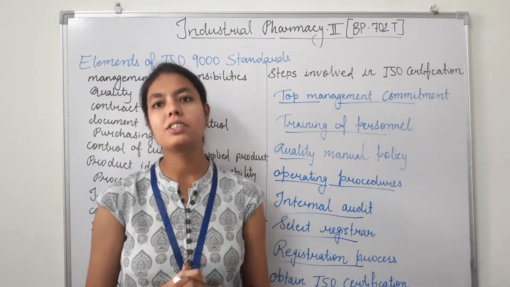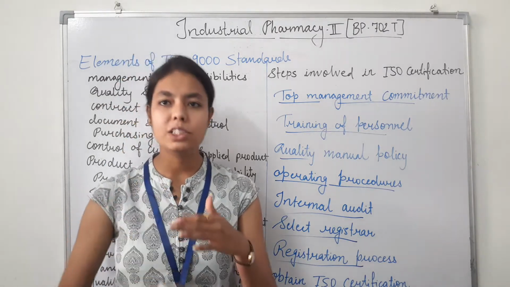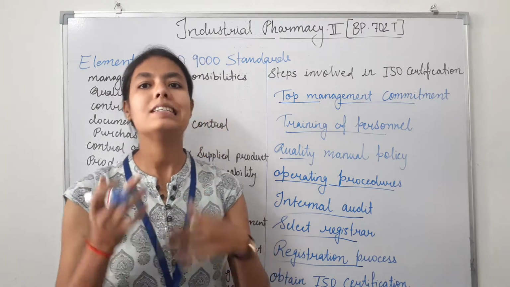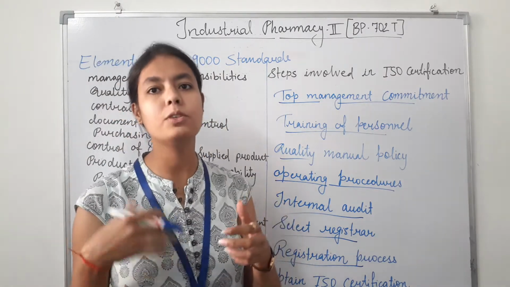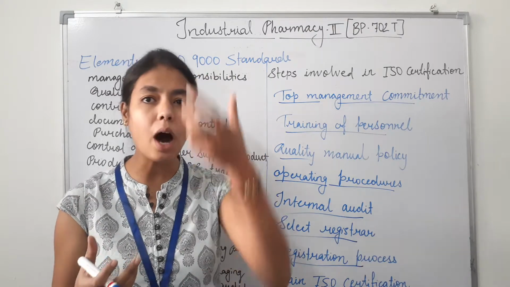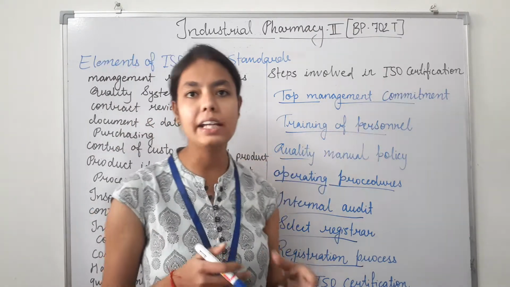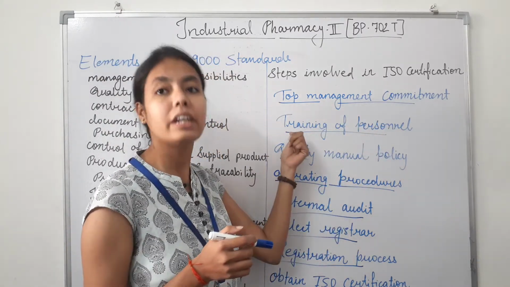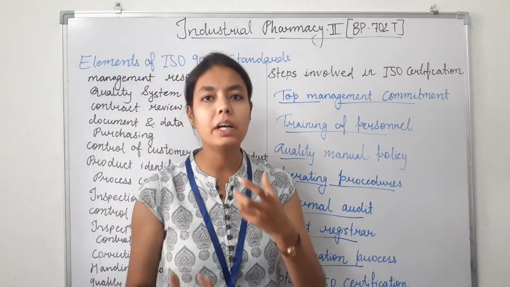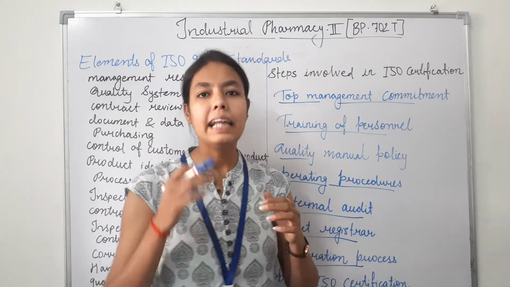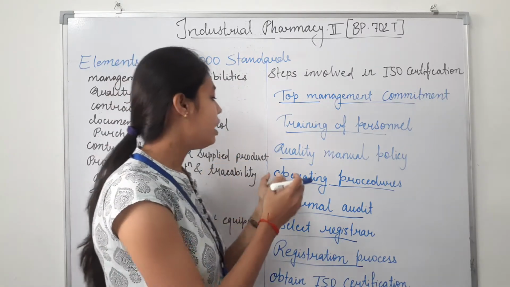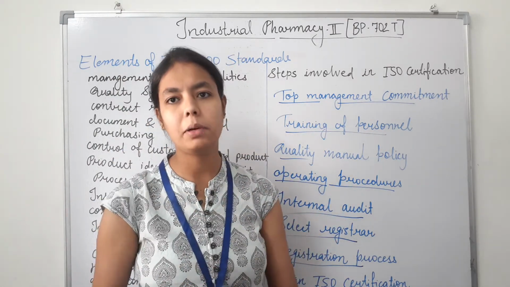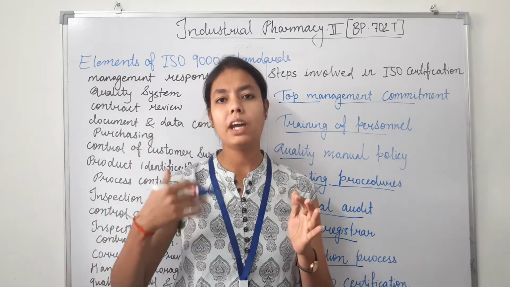In our previous lecture, we discussed the ISO series. Let's recapitulate the certification process in short. So here are the steps involved, or a summary of how to get an ISO certification. First we have to get top management commitment, then we have to train the personnel, then prepare the quality policy manual, then ultimately we have to prepare a standard operating procedure for each particular procedure we follow.